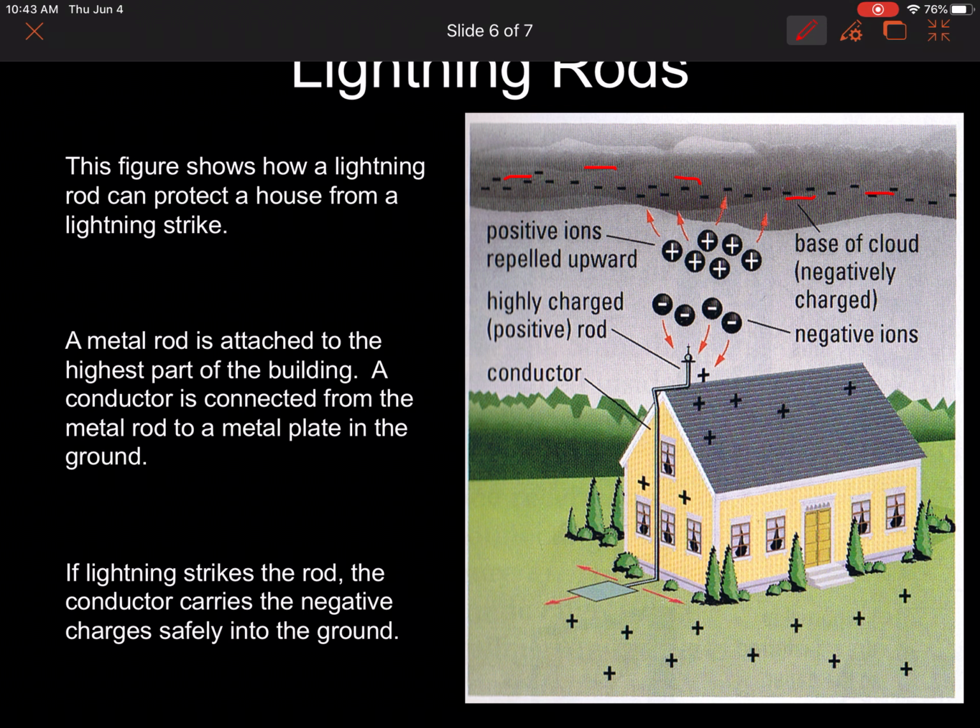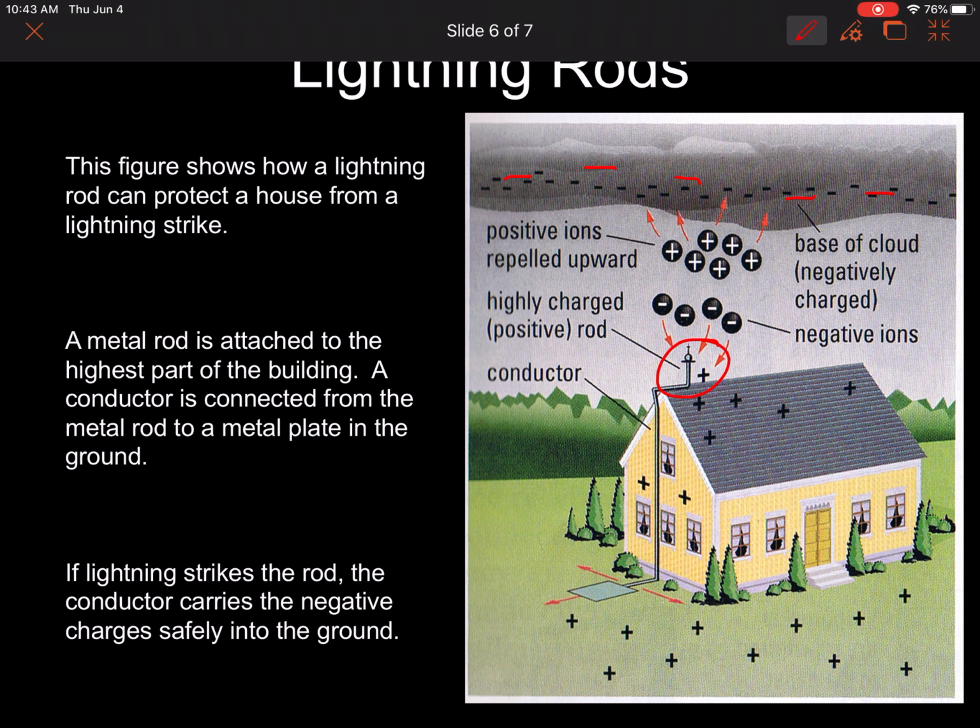Now, the positive ions here, oh, sorry. Okay, so we've got our negatives right there, the base of the cloud. Now, a lightning rod. Some of you will have heard this term before. Even in downtown Winnipeg, some of our tall buildings have lightning rods on them. What they are is something you put at the highest point.